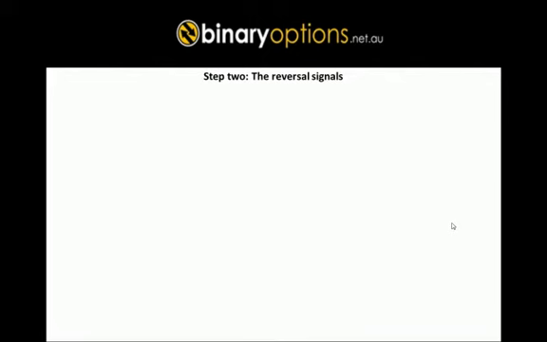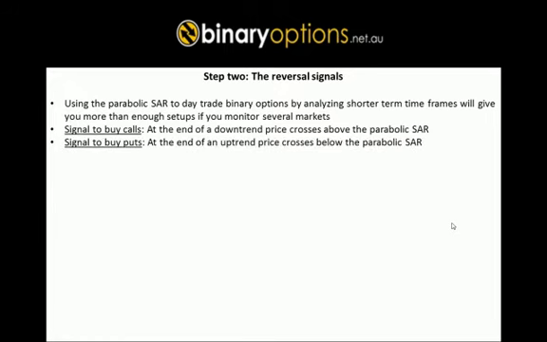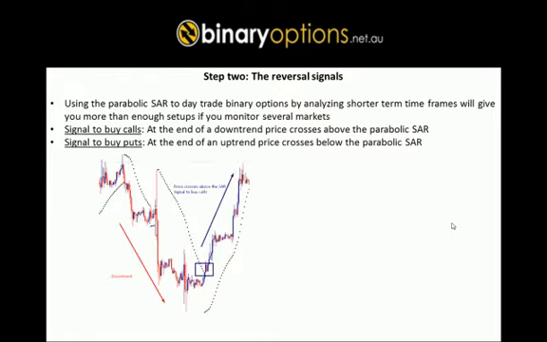Now, the first signal we're going to view is the reversal signal. Using the Parabolic SAR to day trade binary options by analyzing short-term time frames will give you more than enough setups if you monitor several markets. A signal to buy calls is at the end of a downtrend when price crosses above the Parabolic SAR. And a signal to buy puts at the end of an uptrend is when price crosses below the Parabolic SAR.